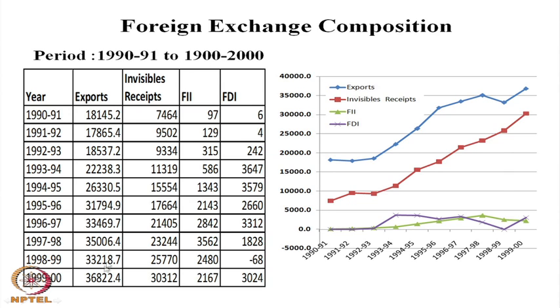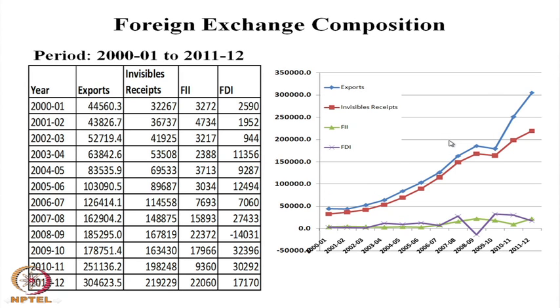So, export, invisible account, FI, FDI all are increasing in nature and contributing to our foreign exchange reserve. Similarly, if you see 2000 to 2011, that is the recent part of 10 years, export also increasing, invisible earning also increasing, and your FI and FDI also increasing. However, the negative current account deficit is alarming in nature.